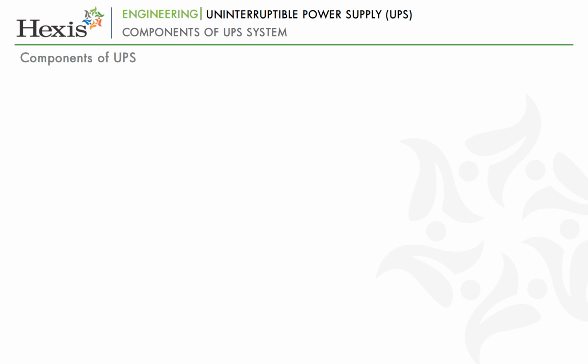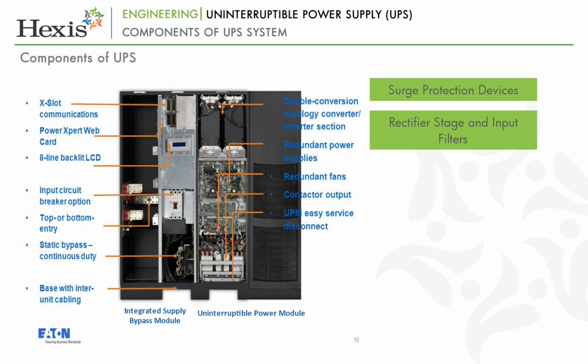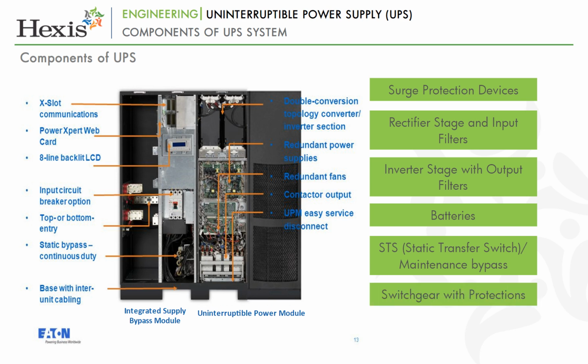In the previous topic, we learned about UPS system and its working. Now, let's look at the components of UPS systems. The major components of UPS systems are surge protection devices, rectifier stage and input filters, inverter stage with output filters, batteries, STS, that is static transfer switch or maintenance bypass, switchgear with protections, control panel or display screen. Let us discuss each one in detail.